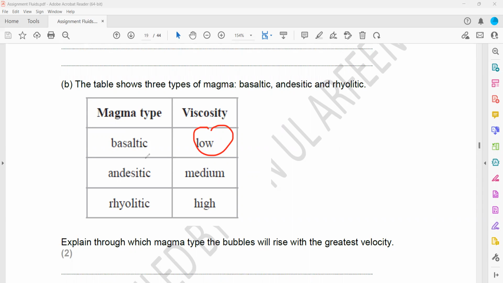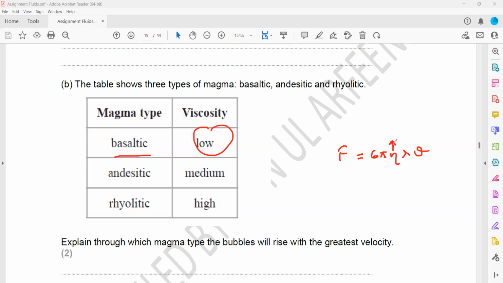So in a basaltic magma, because it has a low viscosity, the bubble can easily rise or move. And why will it rise? Because what is the effect of the viscosity? According to Stokes, the viscous drag is equal to 6 pi eta R V. So it depends on the viscosity of the medium.